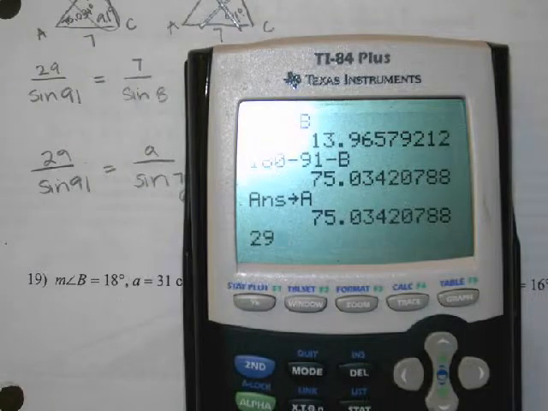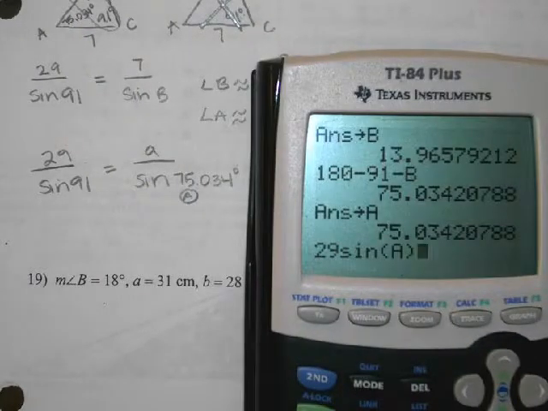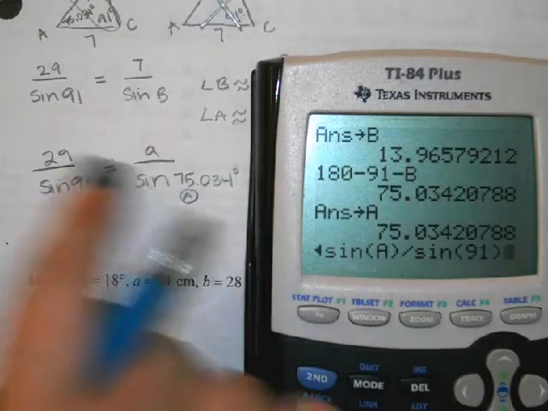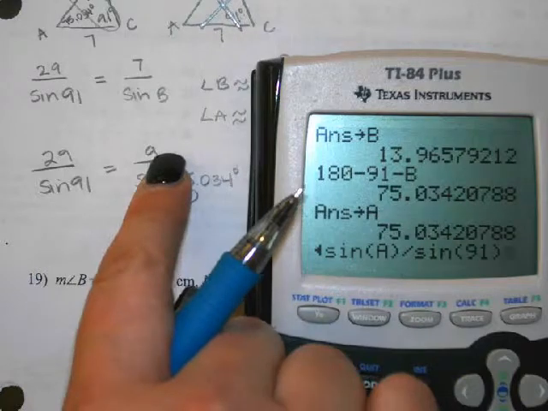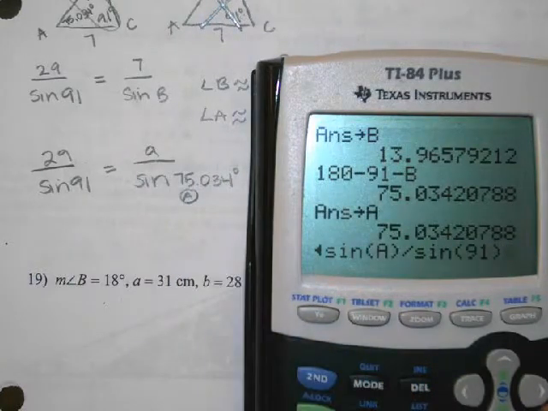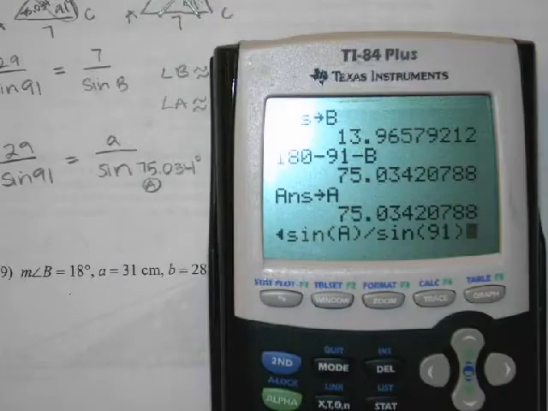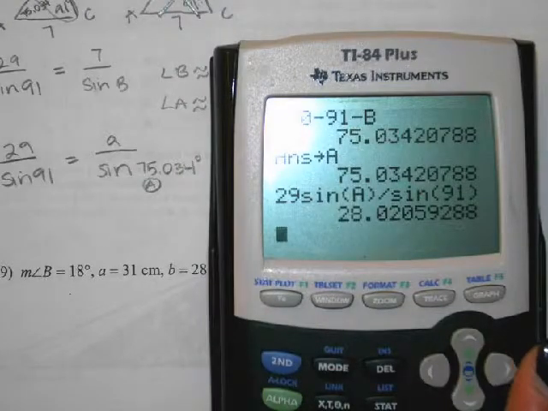So 29 times sine of A, divided by sine of 91. Okay, so I multiplied these two, and I'm dividing it by this one so that I can get that A by itself. Do you guys need to see why I did that? Do I need to write that out, or are we okay with skipping that step? You okay? All right, so that means that side A is 28.021.